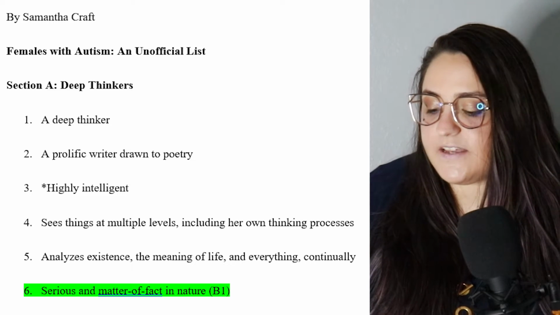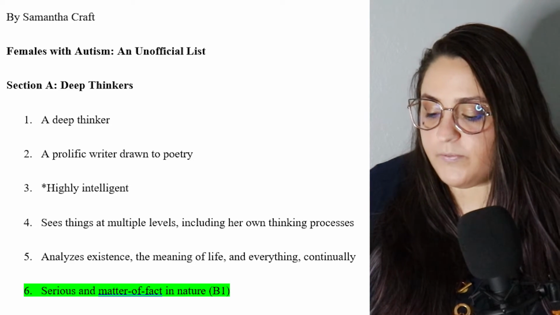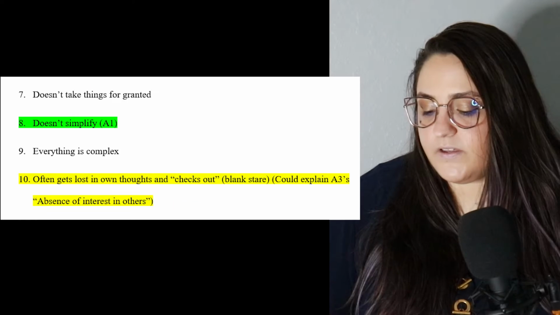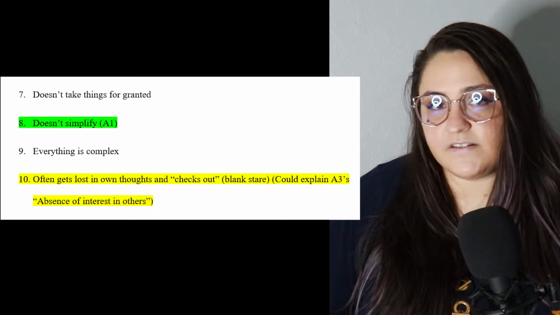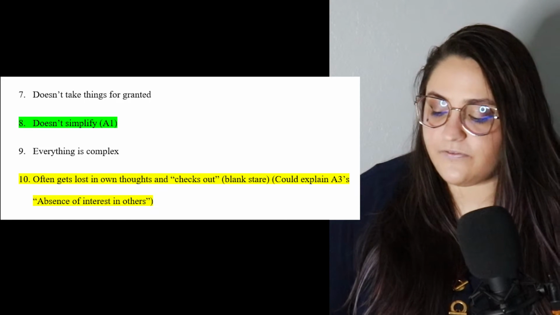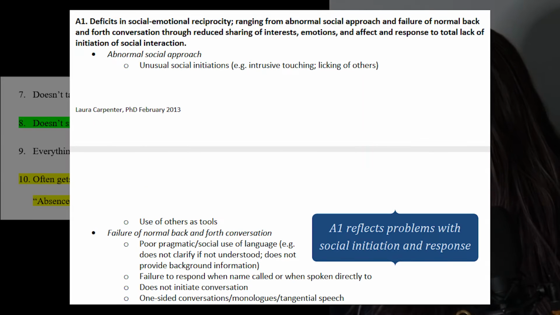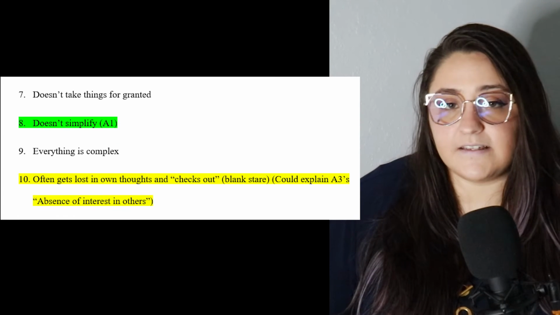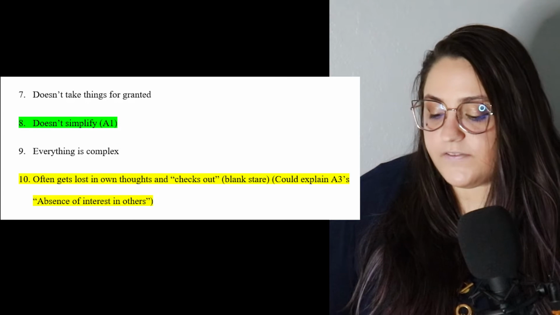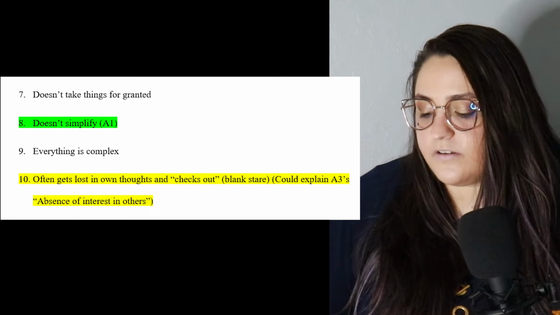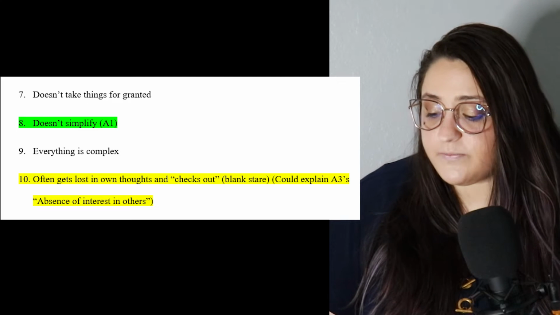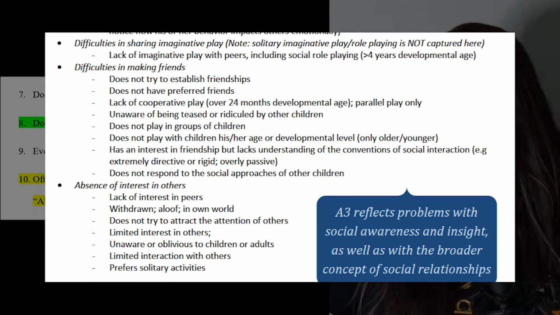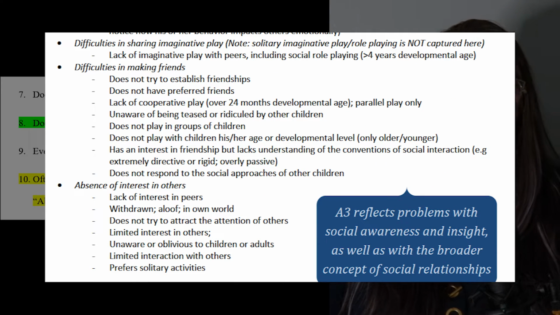Then we get to serious and matter-of-fact in nature. I put that one under B1. Number 7, doesn't take things for granted. Again, that's not really something in there. Doesn't simplify. I put that one under the A1 criterion. Everything is complex. Again, don't have anything for that. Number 10, often gets lost in own thoughts and checks out. Blank stare. So this could explain A3's quote-unquote absence of interest in others, thus I put it as yellow.